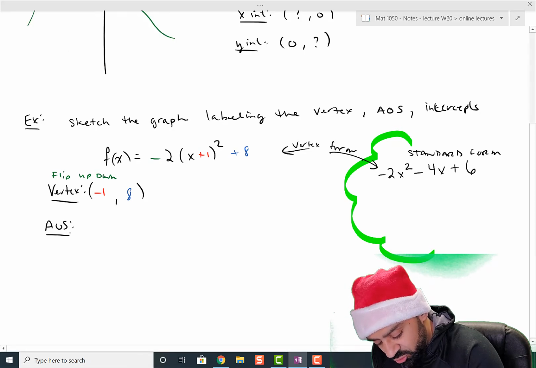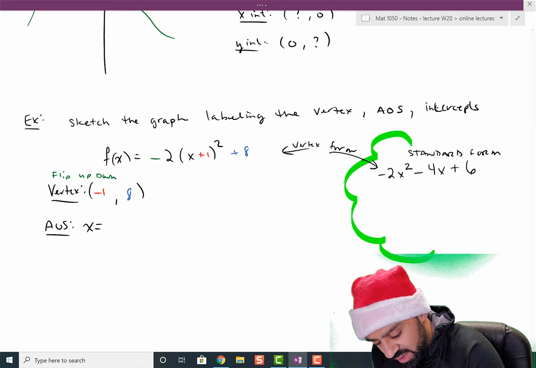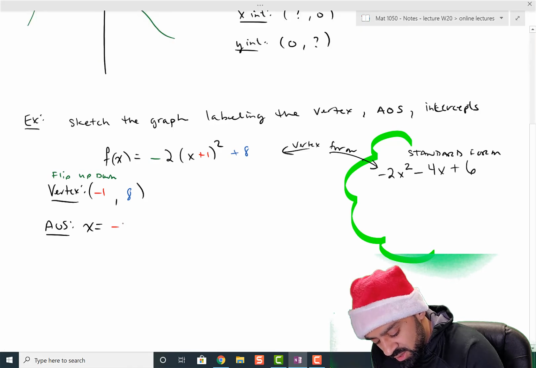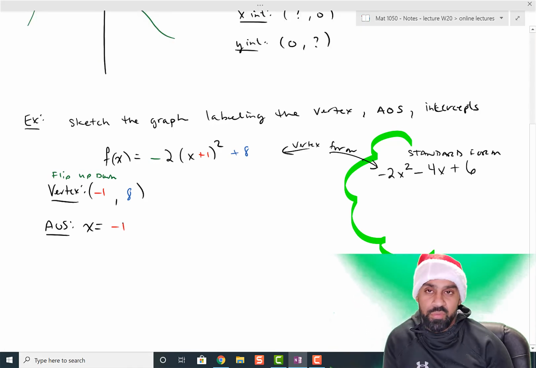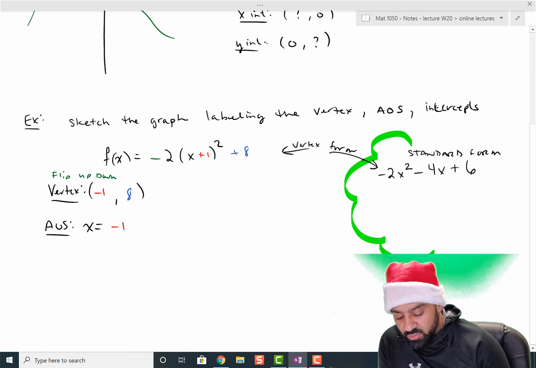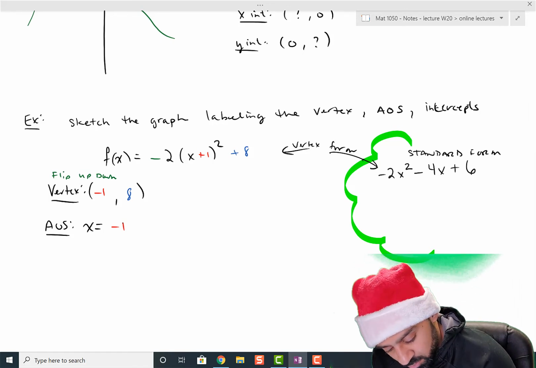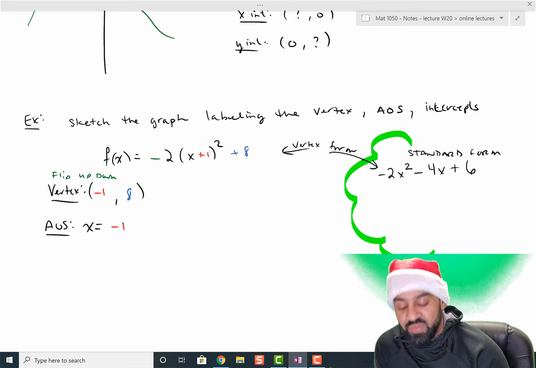So the axis of symmetry, the place I would slice it, is going to be the vertical line x equals, well, what's the number? Well, -1. Easy peasy, because it goes through the vertex. All right? So now we got that. The last thing we need to do is find our intercepts, okay?